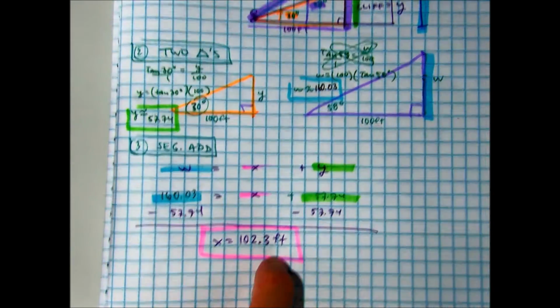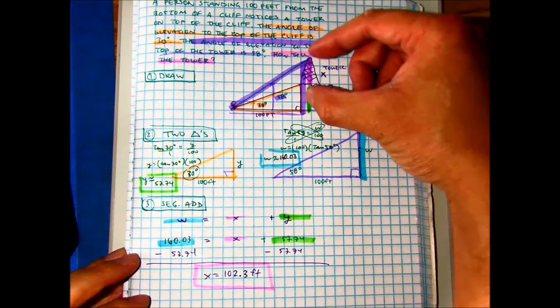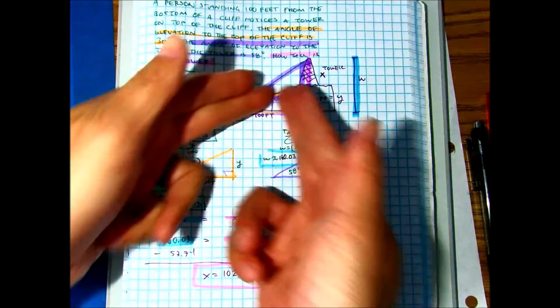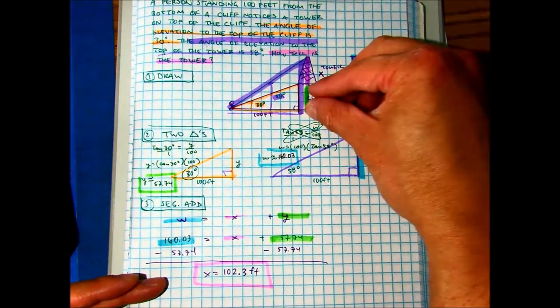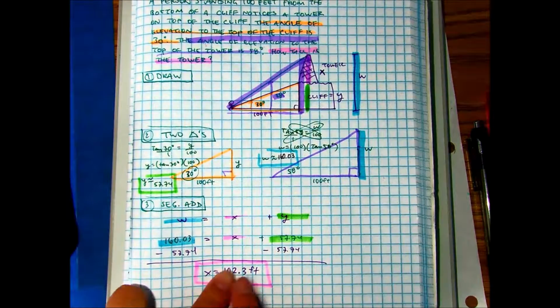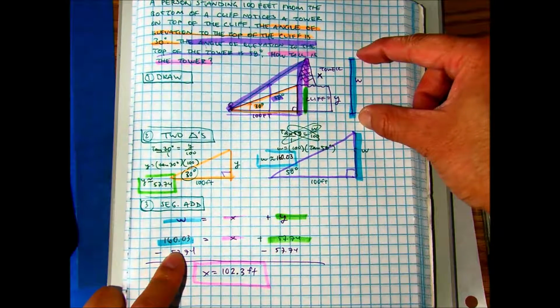So, big idea. Draw your triangle. Trying to solve for the tower. We're indirectly solving for it. Separate your two triangles. Use segment addition, and that kind of makes sense. Green plus the pink gives you W, which is the whole length of the cliff plus the tower, which is 160.